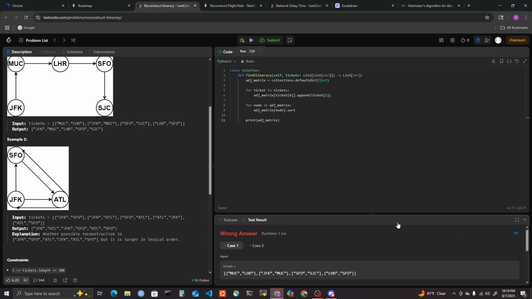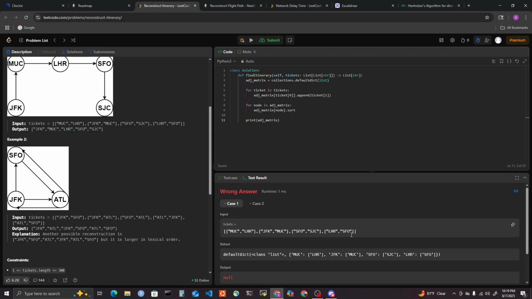Graph theory is pretty cool. I wish I took a graph theory class.